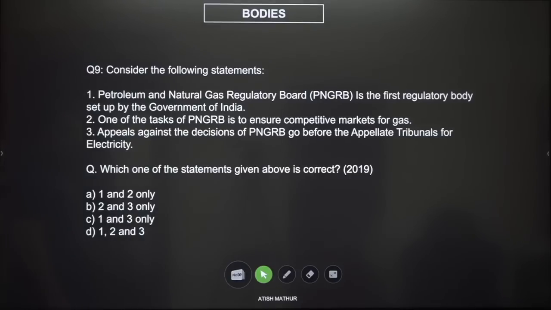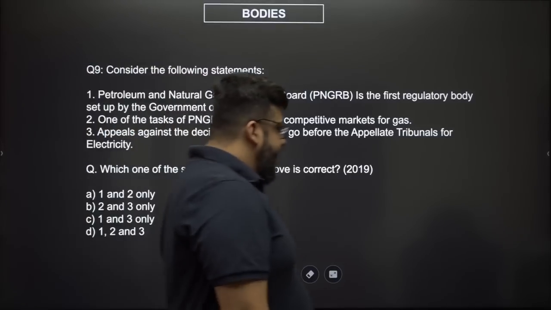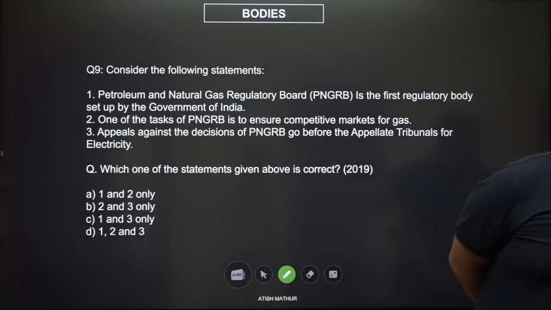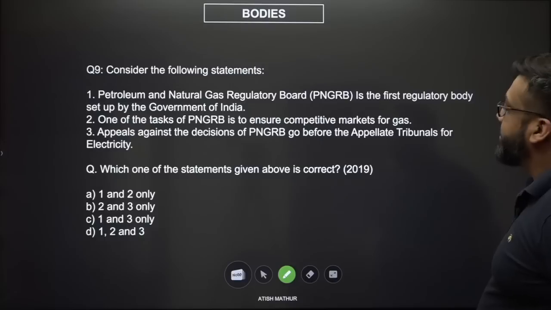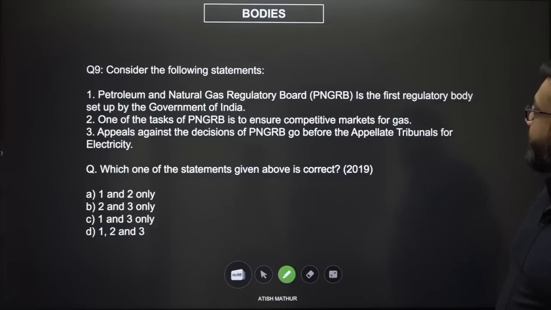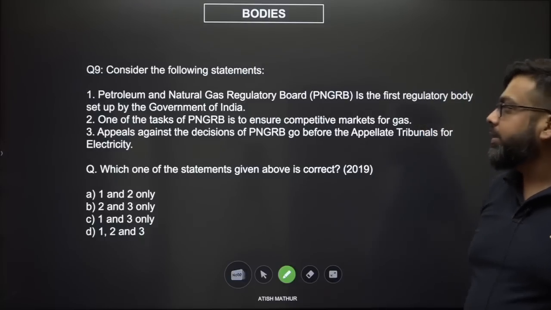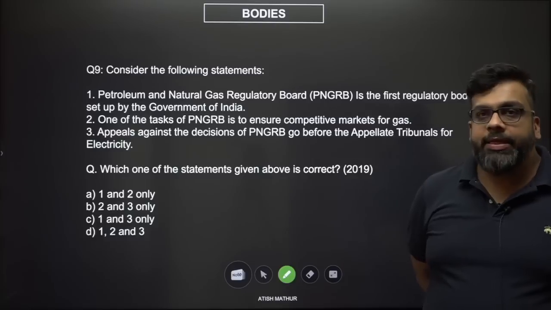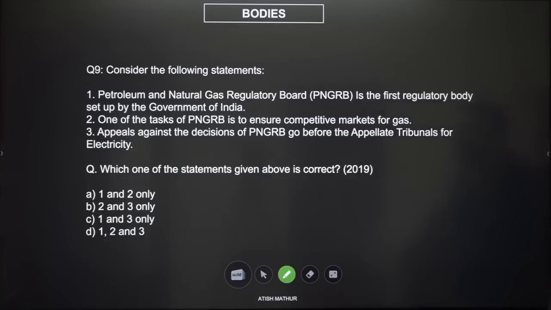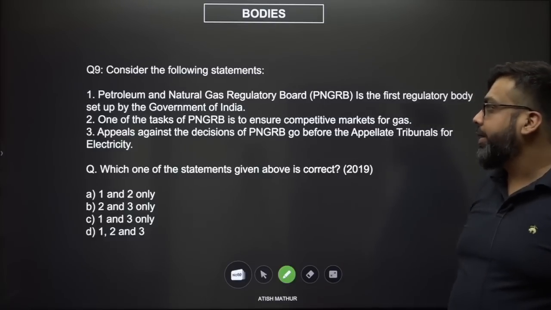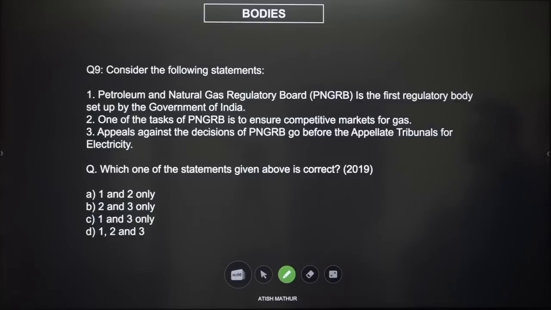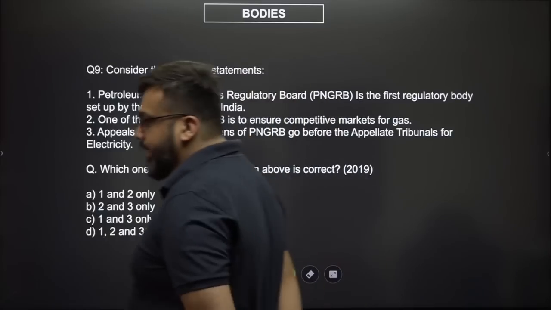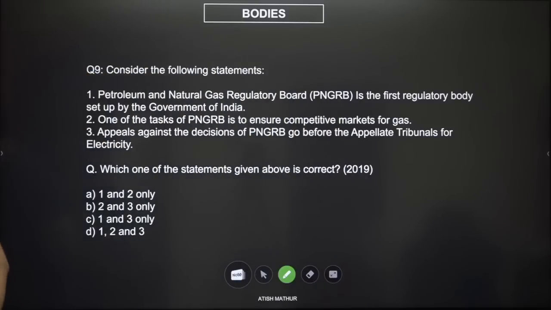Consider the following statements. Sounds like a tough question, but actually is not. The Petroleum and Natural Gas Regulatory Board is the first regulatory board set up by the Government of India. One of the tasks of the Petroleum and Natural Gas Regulatory Board is to ensure competitive markets for gas. Appeals against the Petroleum and Natural Gas Regulatory Board go before the appellate tribunals for electricity. Which of the following options is correct?